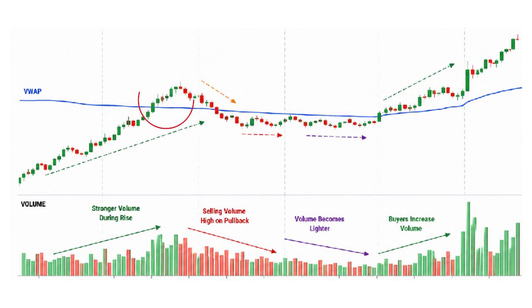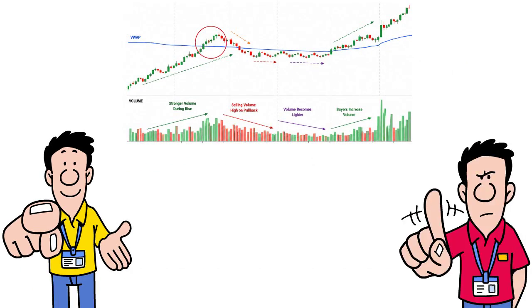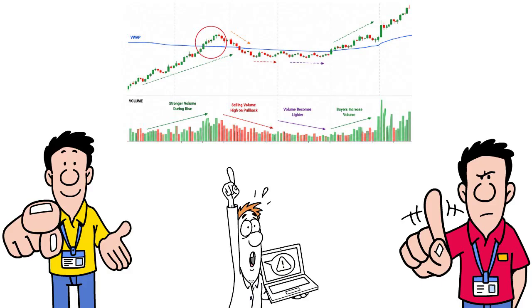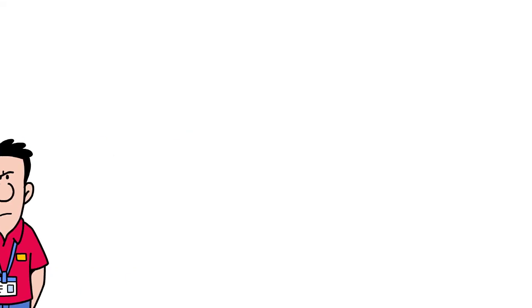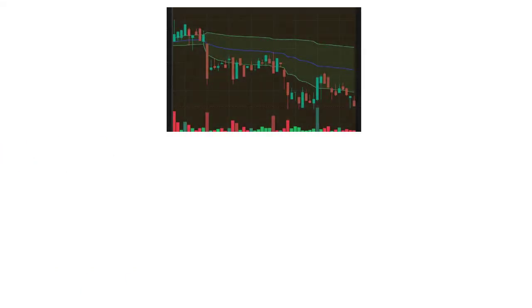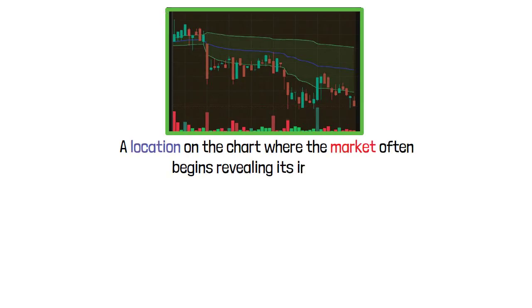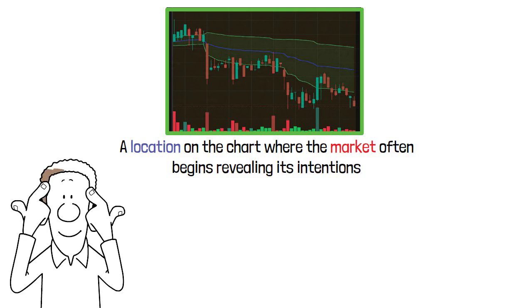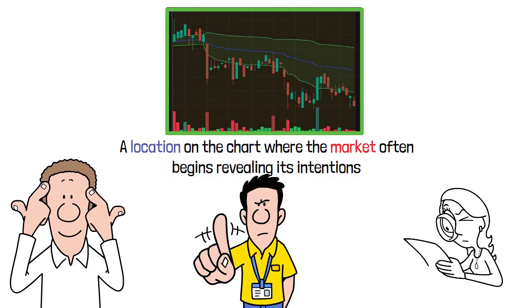So the next time price approaches VWAP, don't ask yourself whether or not you should buy. Instead, pay attention, observe, and ask, what is the market beginning to reveal here? That single question changes how you read every VWAP test. Because once you stop looking at VWAP as the reason for a trade, you begin seeing it for what it really is. A location on the chart where the market often begins revealing its intentions. And once you learn to recognize those moments, you're no longer reacting to an indicator. You're learning to read the market itself.